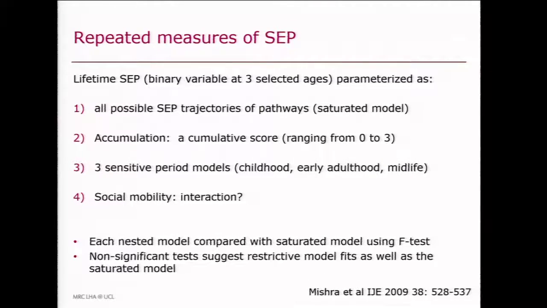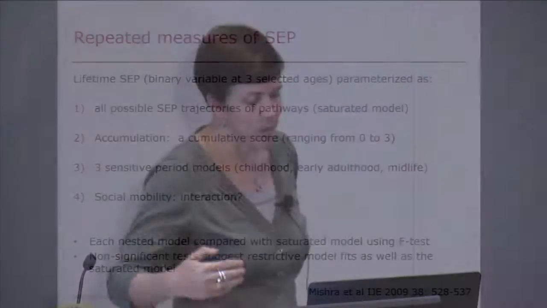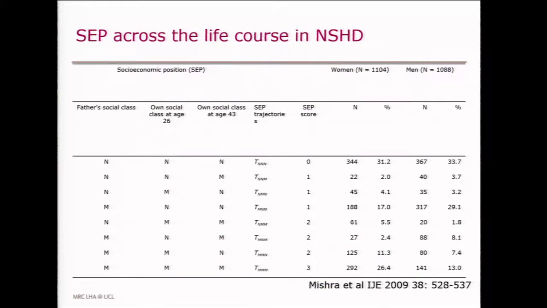variable. So each of these models is nested within the saturated model, and you can use an F-test to compare those. And it's actually non-significant tests, so non-significant ones that we want that suggest that that restricted model fits as well as the saturated model. So just so you can see what I mean by the saturated model, this is where each of the 8 possible trajectories, where M is manual and N is non-manual, so there's 8 possibilities, they all have a different mean level. And that's the model with all the main effects, plus the 2-way interactions and the 3-way interaction.